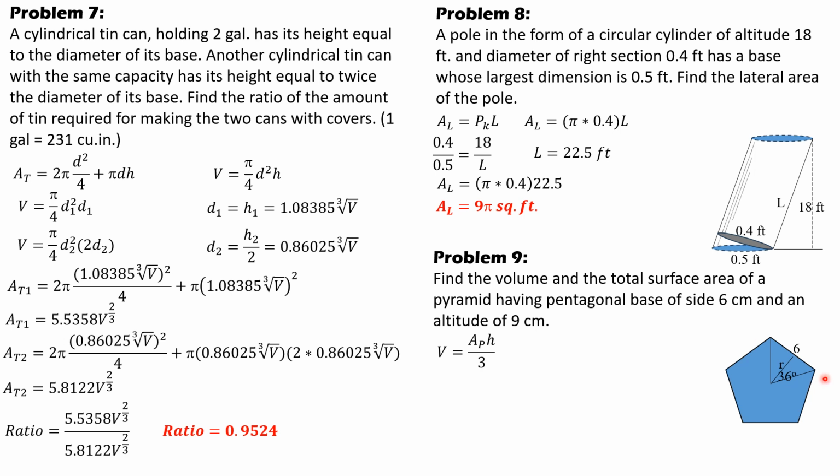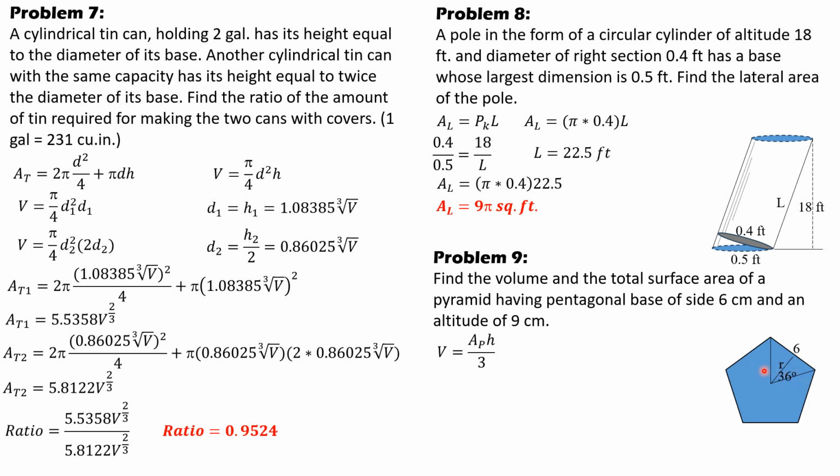The face is an isosceles triangle of base 6 and altitude big H, where big H is square root of apothem square plus height of the pyramid square. So the altitude is already 9. So we need to solve for r.